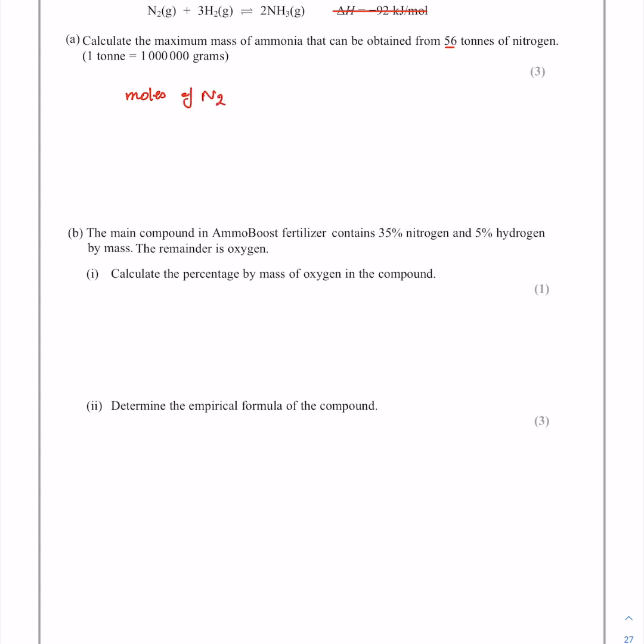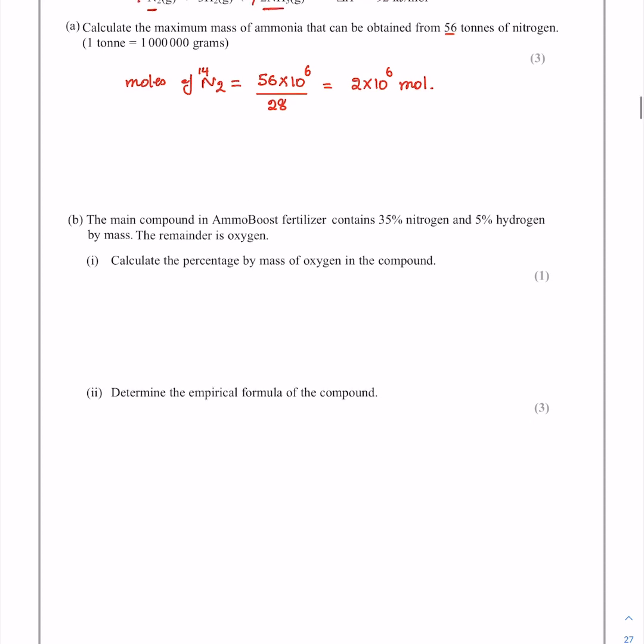النيتروجين. طيب المولز of nitrogen نعمل ايه؟ ال 56 tons times million over ال MR of nitrogen. ال MR of nitrogen اللي هي كام؟ اللي هي 14 by 2 اللي هي 28. يبقى 56 divided 28 يبقى دي معناها 2 million moles. Step 2 نعمل ratio between النيتروجين and ammonia. الريشيو كام لكام؟ الريشيو 1 to 2.